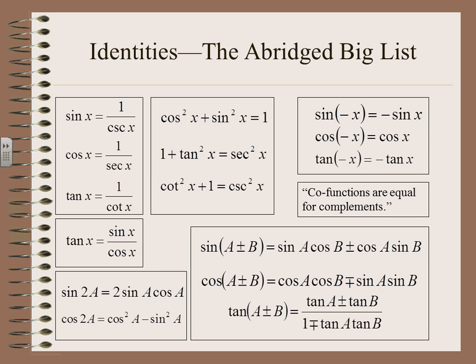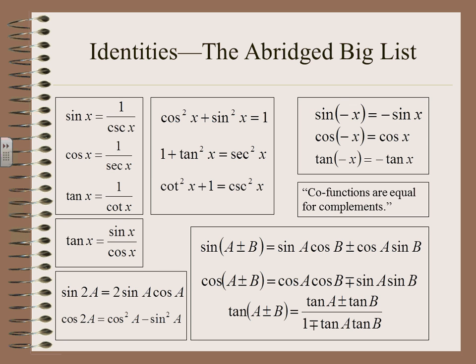Top right there, those are your even-odd ones. Those really don't show up that much, but they're good to know at times. They can actually be derived from the sum and difference ones, the ones on the bottom right. If you're looking at the sine of negative x, that's really just sine of 0 minus x, because 0 minus x is negative x. If you apply the sine sum and difference formula, you would end up with negative cosine x, or I'm sorry, negative sine x.